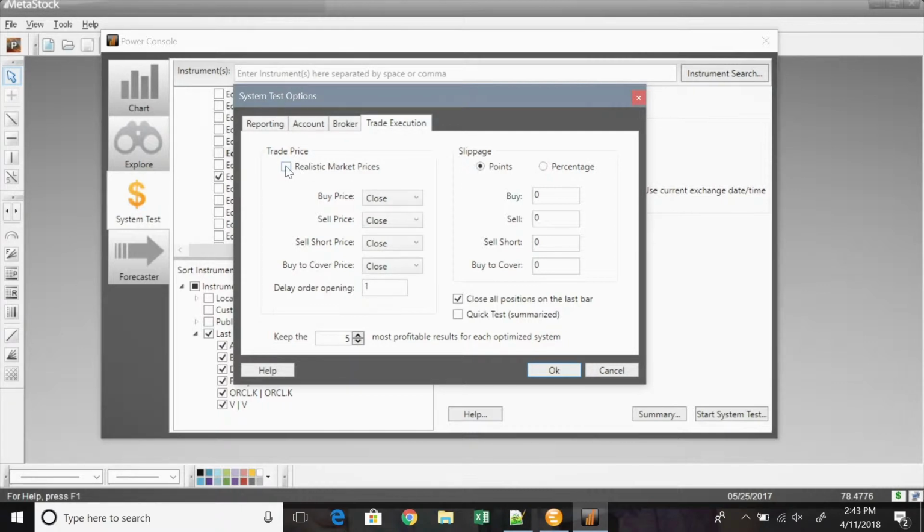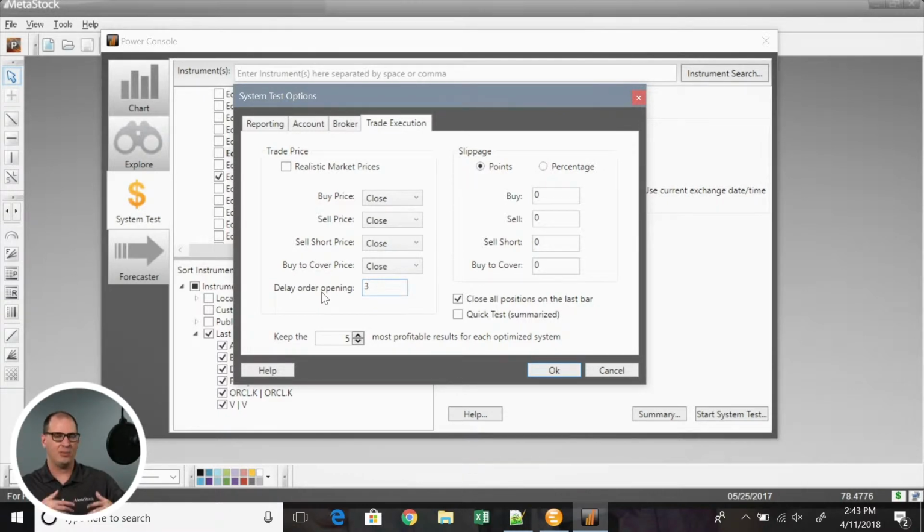But if you want to change it, you could say, I want to wait 3 days before getting in, or I want to buy on the close of the next day. So you can really change your settings to how you want it to trade if you trade different ways, and it's really flexible and customizable that way. So keep that in mind. That's what realistic market prices is.